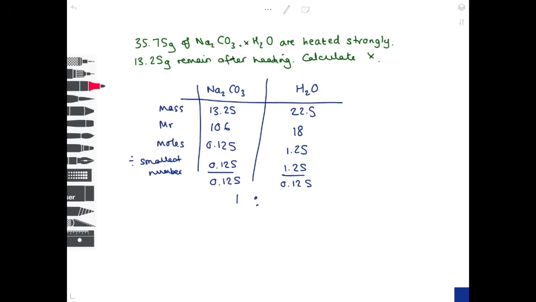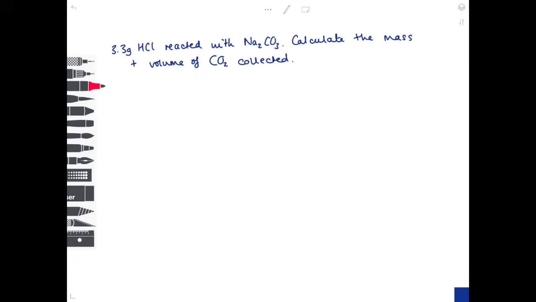So that will obviously be 1. This is 10. Therefore, X equals 10, and that's it. It's very similar to the empirical formulae question. Now we need to look at reacting mass and gas volume questions.